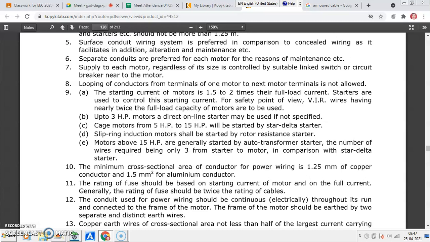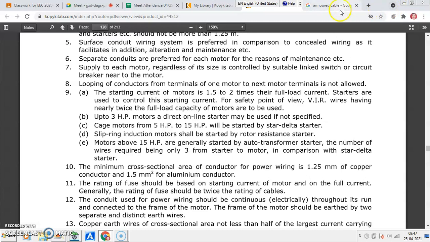So that is required. The rating of the fuse is also based on the starting current, by considering the full load current. It is not decided by the full load current alone. Yesterday also I told you, if you decide the fuse based on the full load current, normally once you press the start button, the fuse will blow out. So this should not happen.